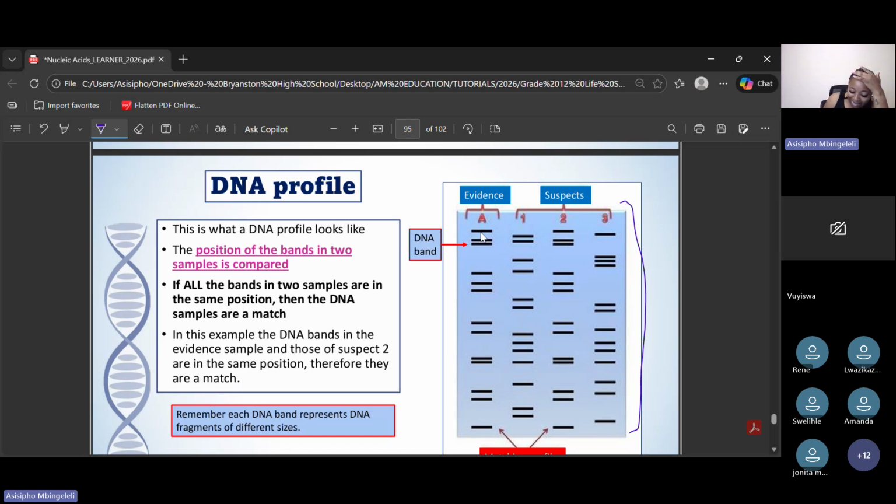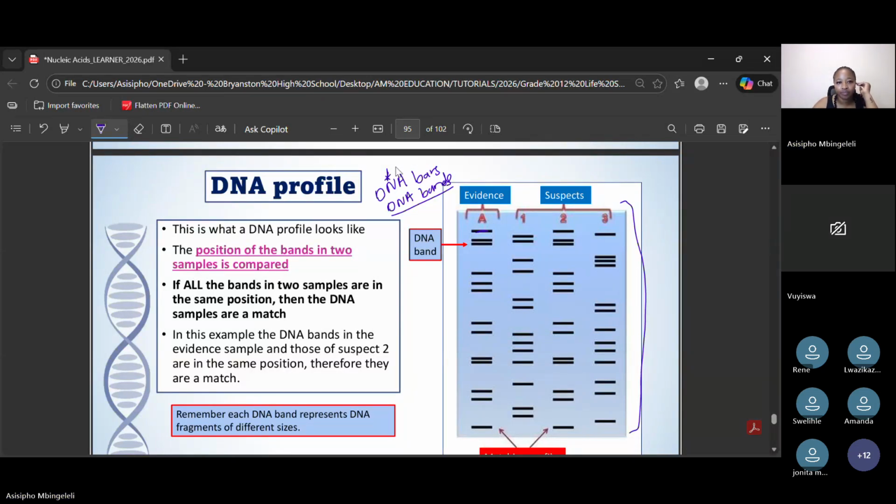You see these lines that we are seeing here? We call them DNA bars or DNA bands, nothing else. No other word is going to be accepted. Not lines, not black lines, not sections, nothing else. They're not going to take it. And you have to include the word DNA. You can't just say bars or bands. You're not going to be given a mark.